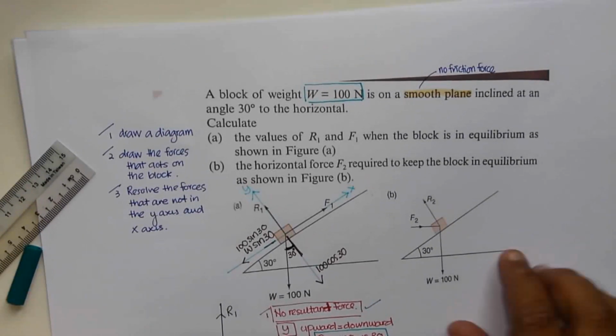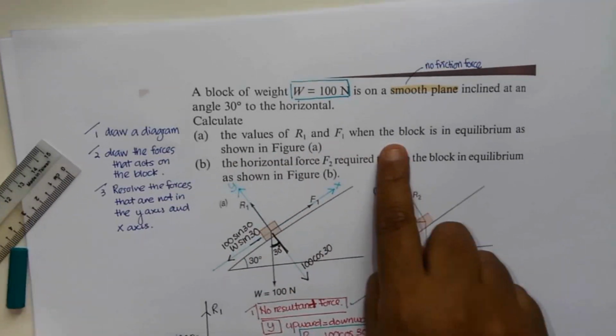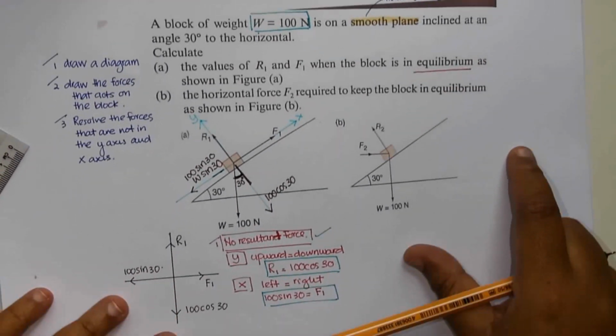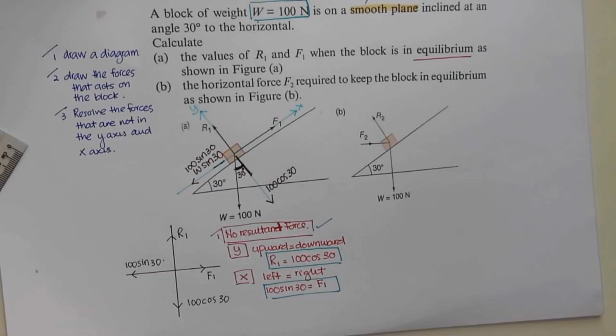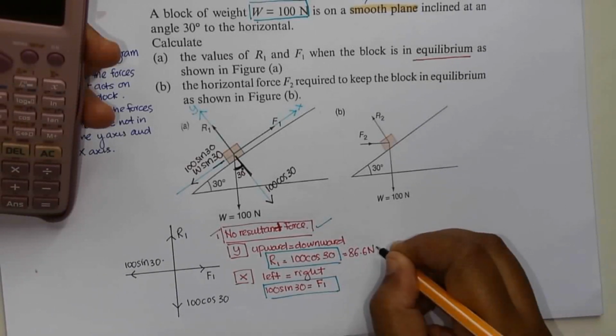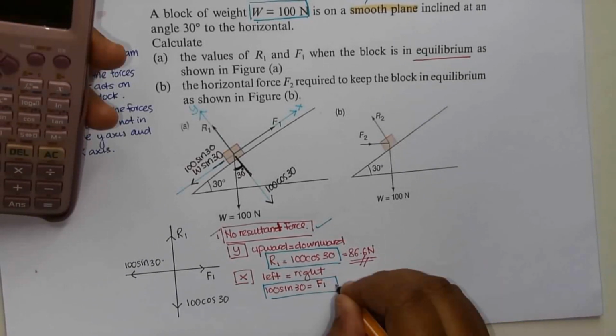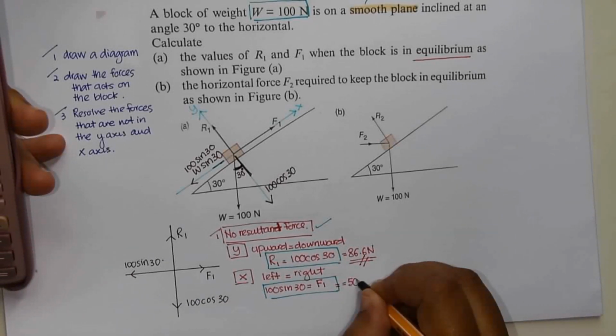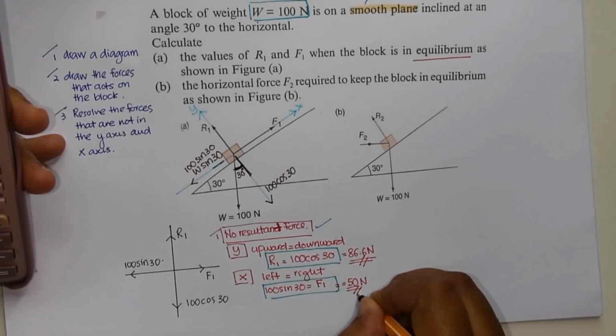Now they ask us to find the value of R1 and F1 when the block is in equilibrium as shown in figure A. So this is your maths. 100 cos 30 is how much? Your answer will be 86.6 Newton. Then 100 sine 30, you will get 50. So this will be your answer.